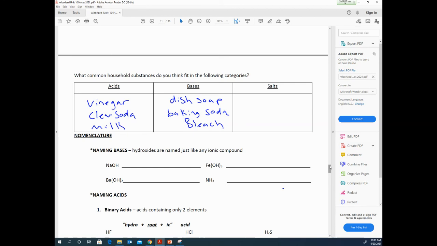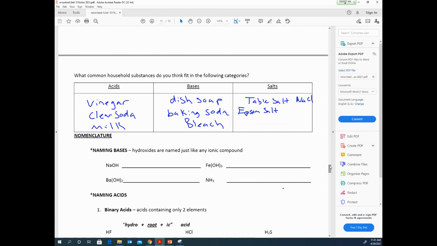And some common salts, obviously we have table salt. That's NaCl, right? If you have Epsom salt, I forget, it's magnesium sulfate, I'm pretty sure. So magnesium is a metal, sulfate is a non-metal compound.